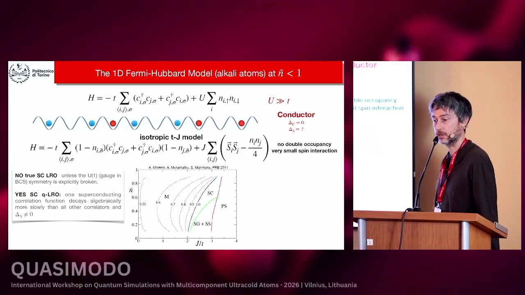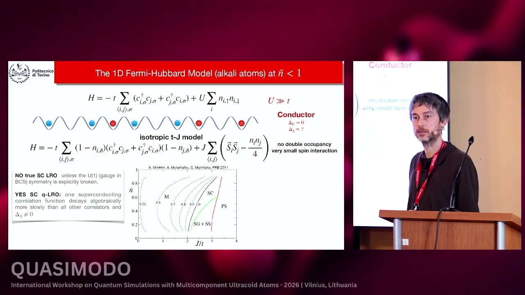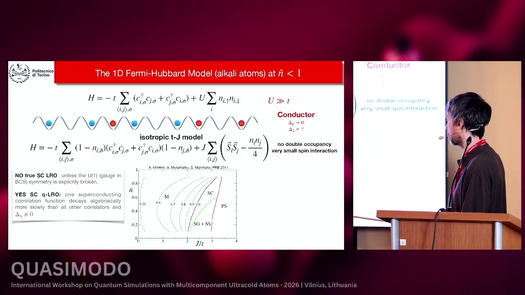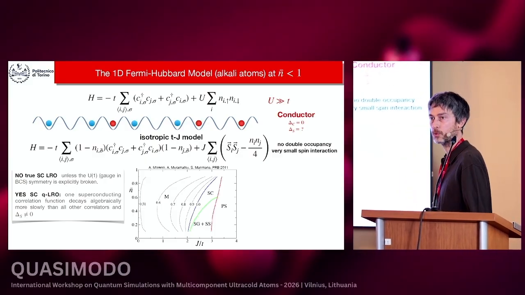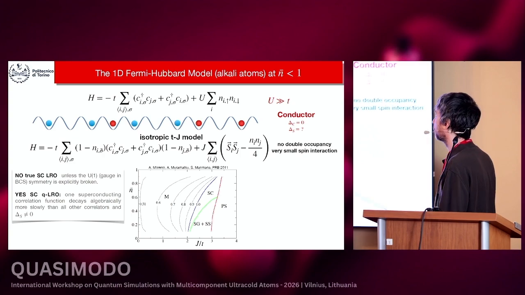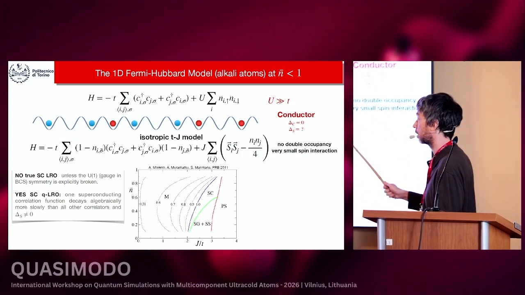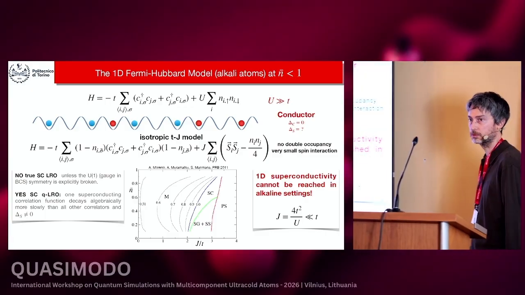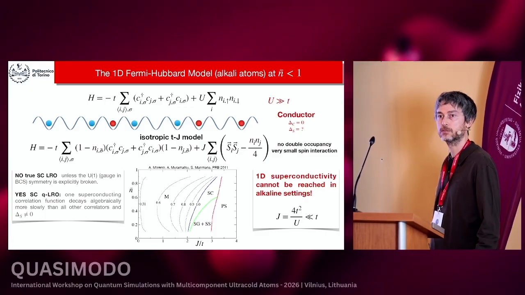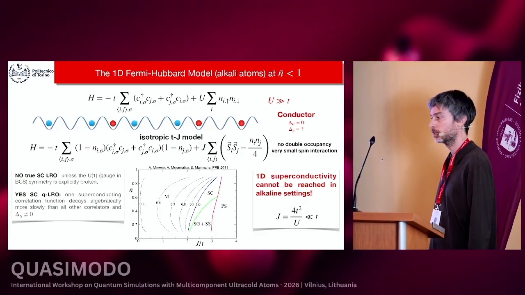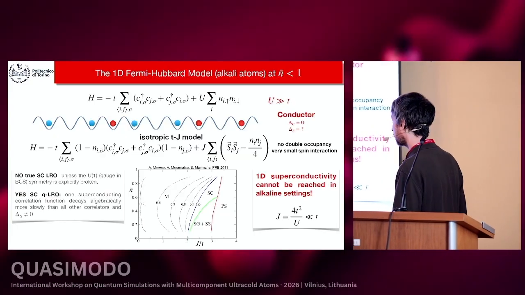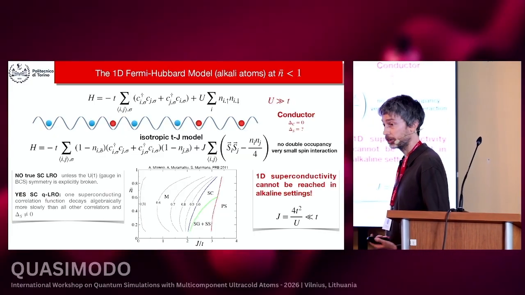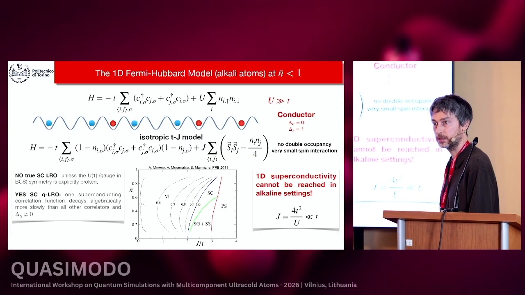And of course, this is a completely unrealistic scenario, because as we have seen, J is always much smaller than T. Which means that for alkali atoms, which can basically engineer this Hamiltonian, having one-dimensional superconductivity is completely out of reach. It's completely unrealistic, okay?